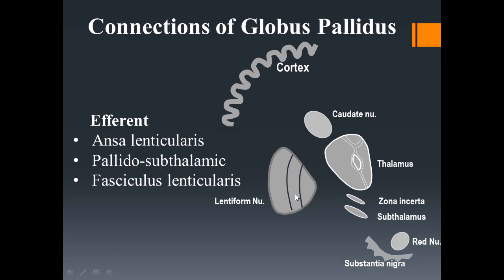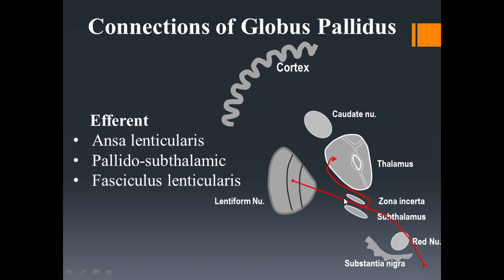So the efferent fibers from globus pallidus consist of ansa lenticularis, pallidosubthalamic and fasciculus lenticularis. Now ansa lenticularis arise from both segments, the outer segment and inner segment of globus pallidus.